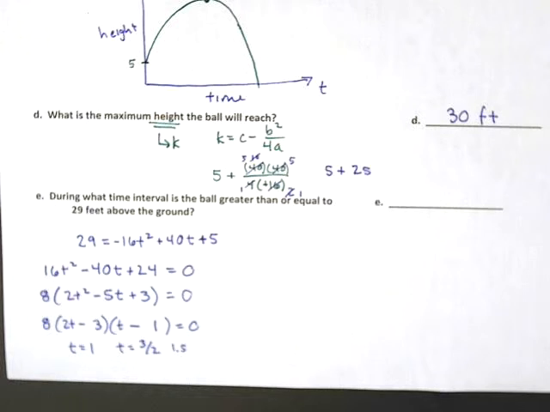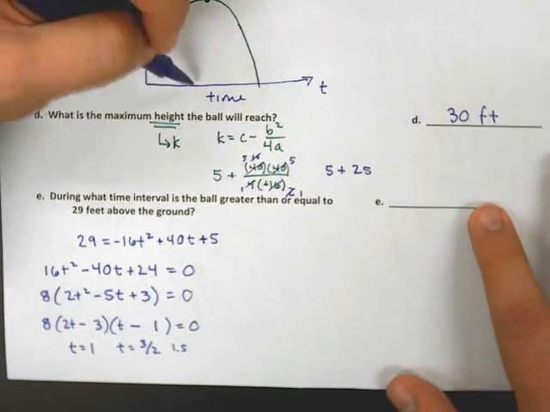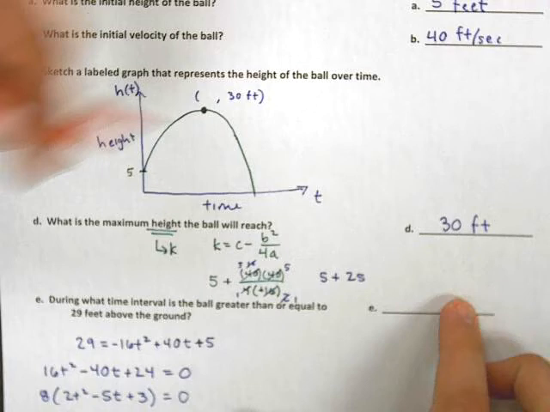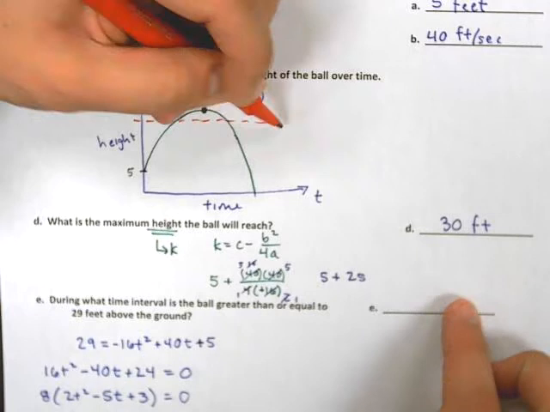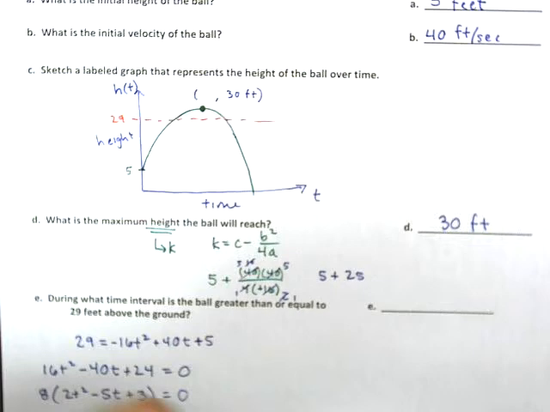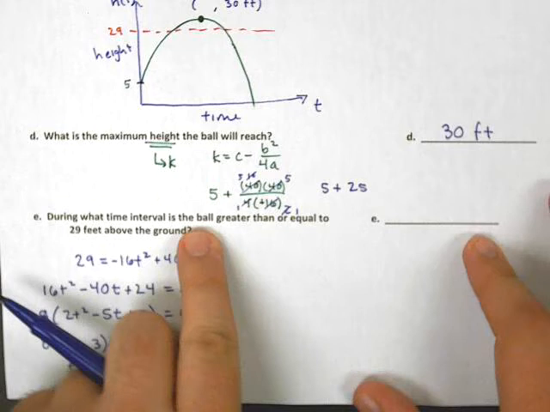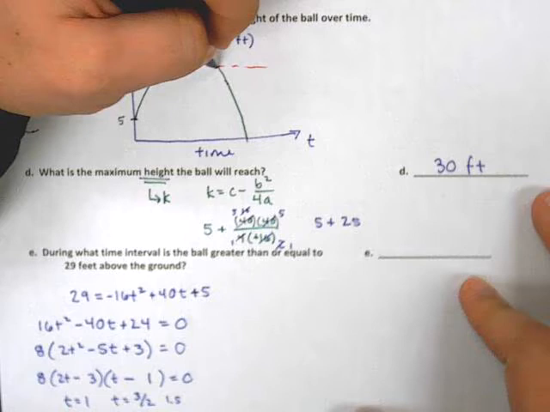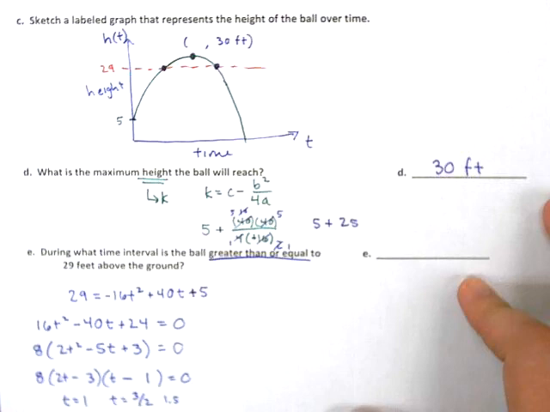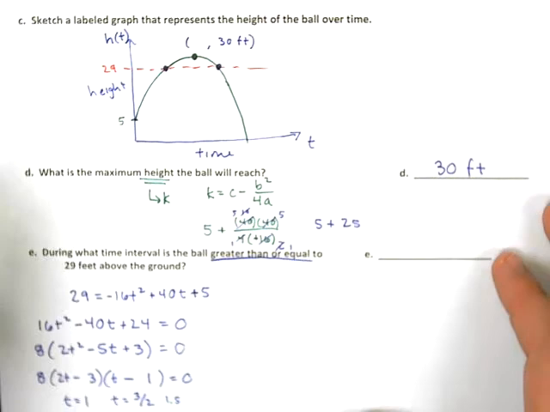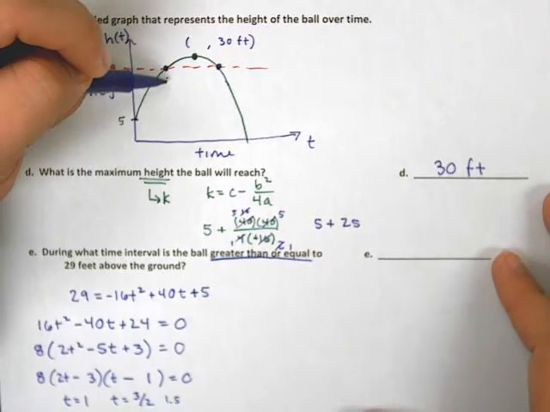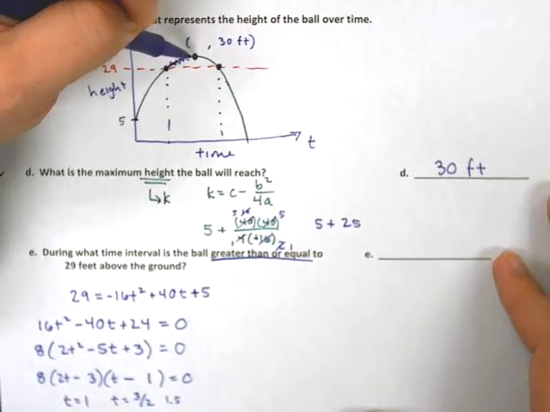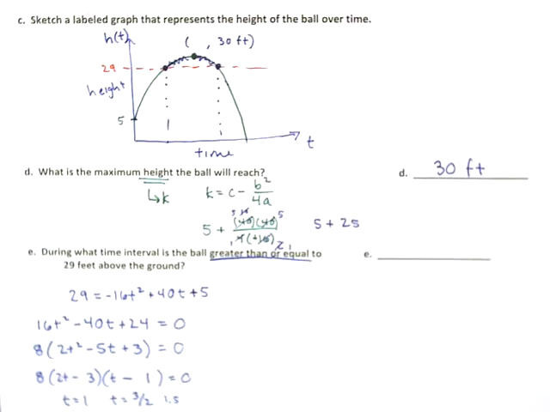The reason I'm doing this is because now I can put those points on my graph, right? And maybe I should do this too. I'm going to put a little dashed line. All right, I know that this is a height of 29. So what I want here is I want it to be greater or equal to 29. So I put closed circles. Why do I close them? Greater than or equal to. Greater than or equal to means that I want everything between these 2 points.